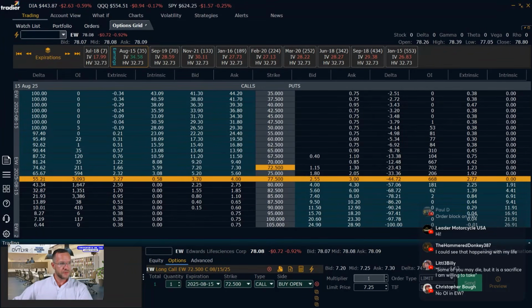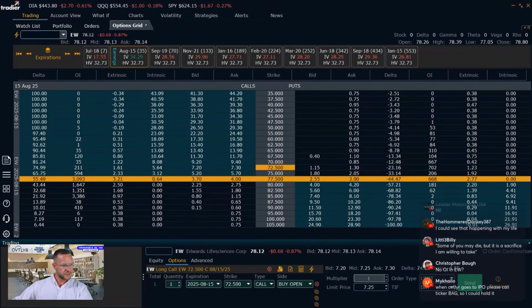I have my position size and going to EW. I'm going to the August 15th, 72.5s. Get my position size here. Double check that. No, actually, yes. I'm gonna try it at 7.30 before y'all try stealing it from me. Ooh, fill at 7.30. Great. I would have loved to fill at 7.25, but it's okay.